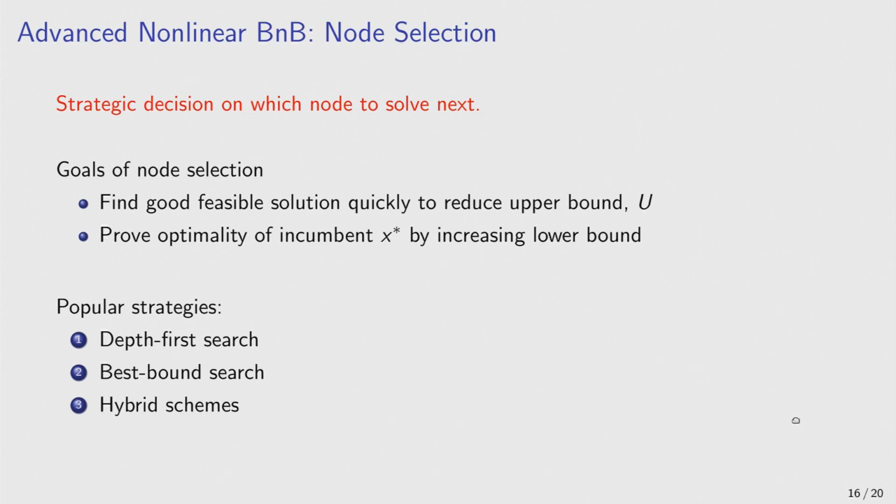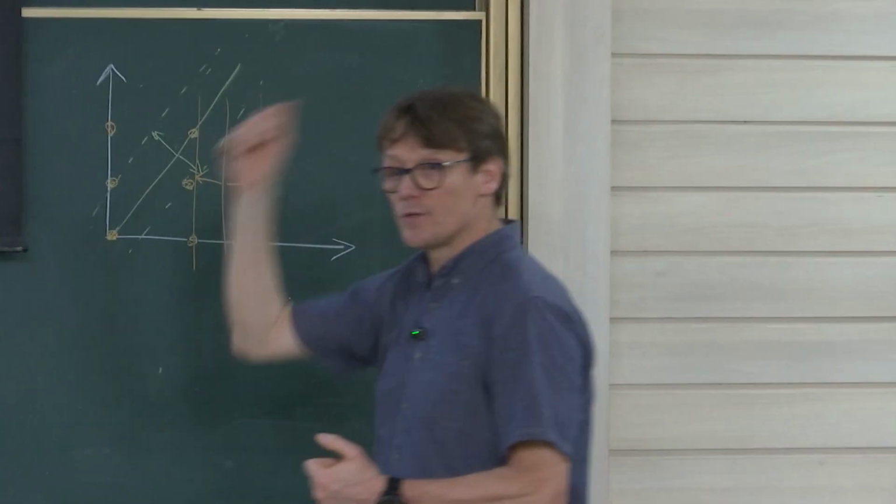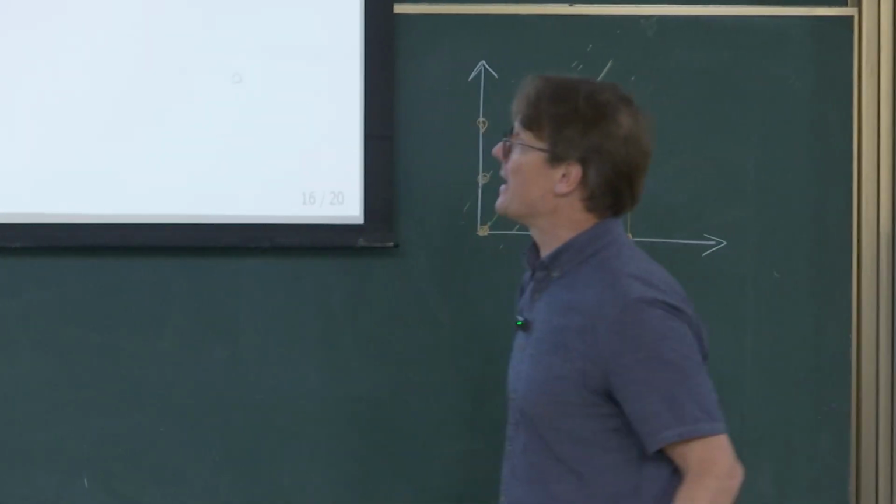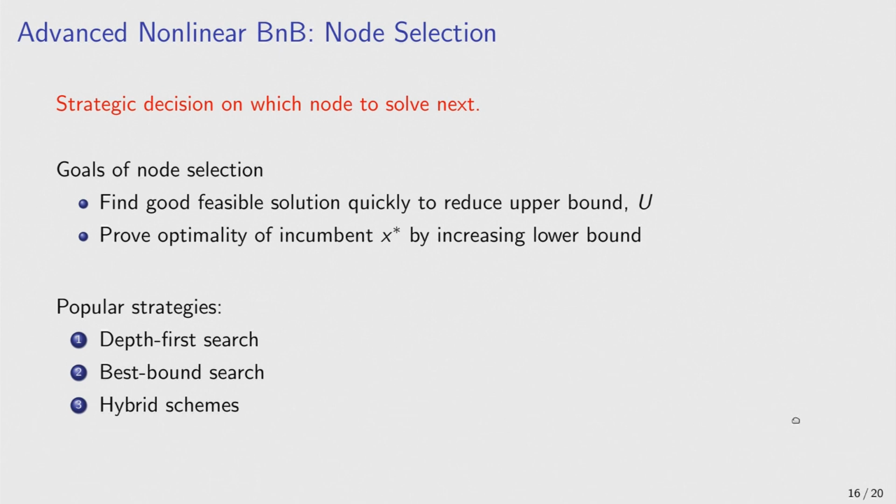Okay, and then the last part is node selection. I'll try to do this really quick. So initially you want to find a good feasible solution quickly, and a good way of doing that is actually to do depth first. So just go down the tree and find a good integer solution. Later on, you might want to prove optimality of the current solution by increasing the lower bound, and so then you would switch to something like a best bound search. So you choose the node or the problem on your heap that has the best bound so that you can eliminate it quickly.